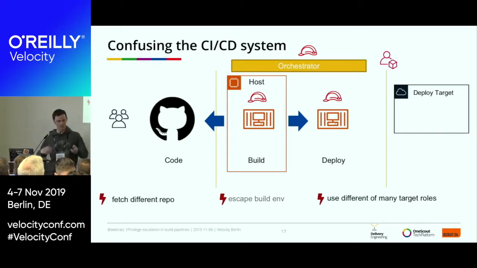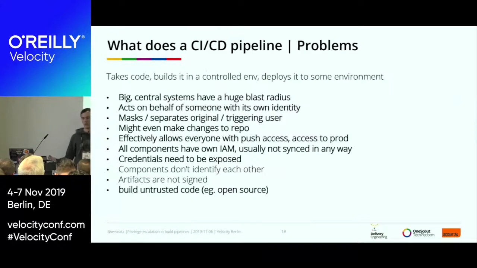So maybe let's summarize a few of the problems we could think of and then have a look at what we can do about that. So we have the big central systems that have a huge blast radius. So it's not only a security, but also an operational issue. The systems are acting on behalf of someone else. It's someone that's triggering the code, but the systems are very often acting with their own role identity permissions and doing things on behalf. With that, we are effectively masking who actually initiated the change that led to all these pipeline runs and this deployment. We don't know. We only see it was the CI/CD system.